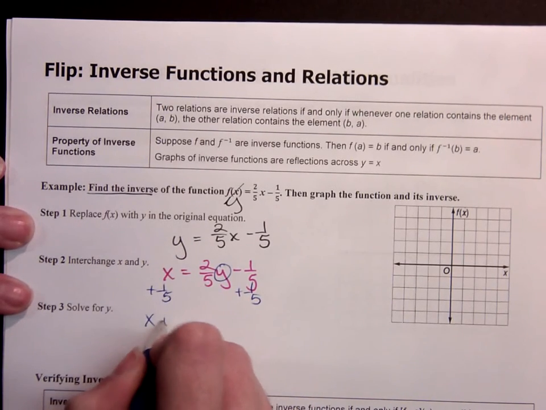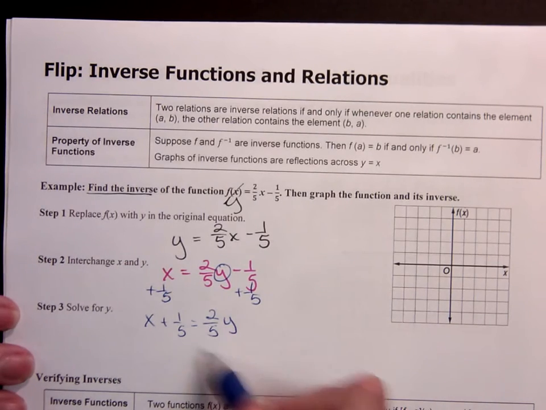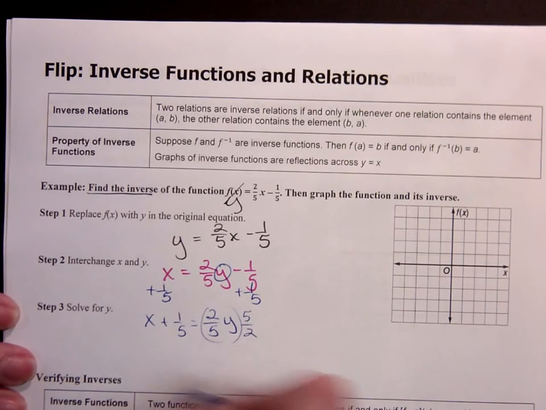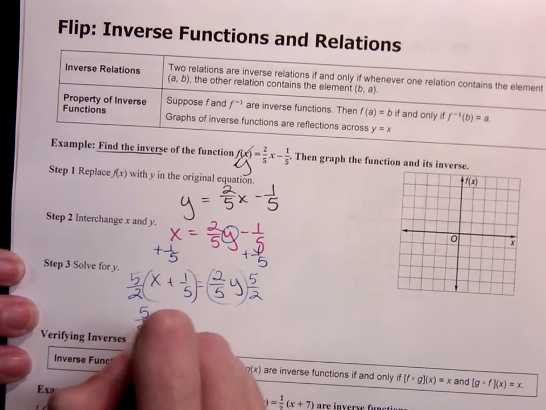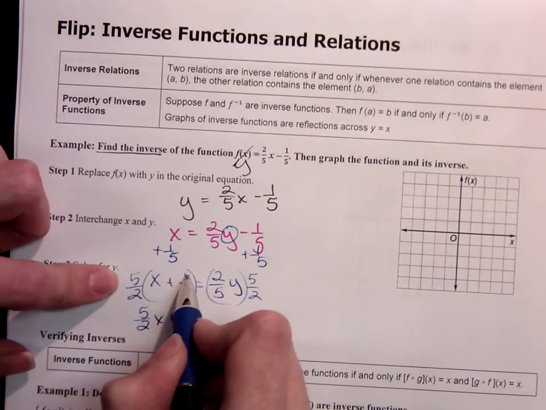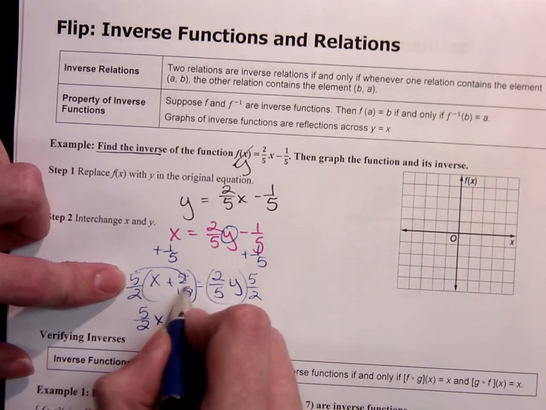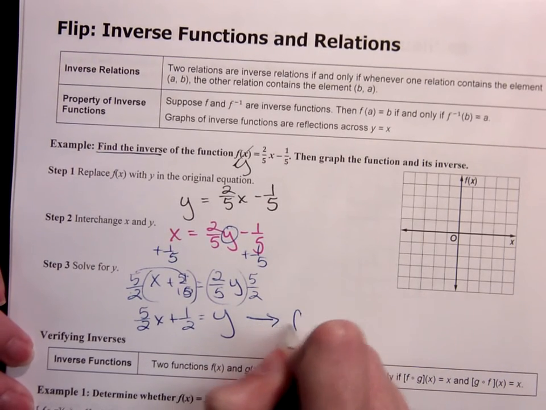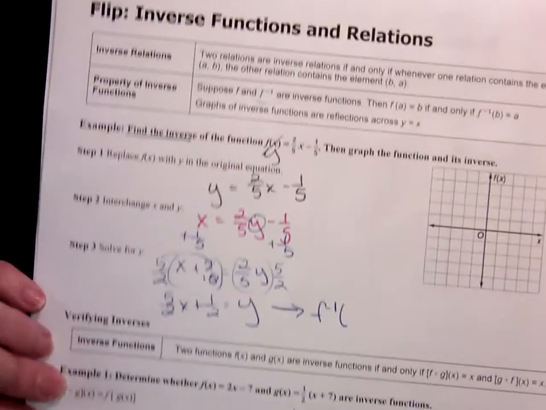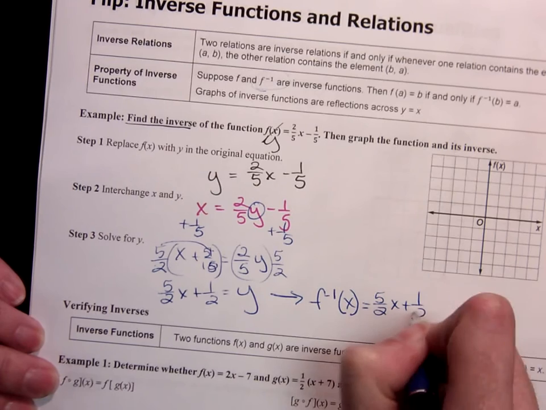And I've got x plus 1/5 equals 2/5 y. And then the easiest way is to multiply by the reciprocal. So when we distribute, we get 5/2 x plus 5/10, right? 5 times 1 is 5, 2 times 5 is 10, which is 1/2, equals y. Now I can rewrite that as f negative 1, because that's our notation for inverse, right? I mentioned it again up here. The inverse function of x equals 5/2 x plus 1/2.